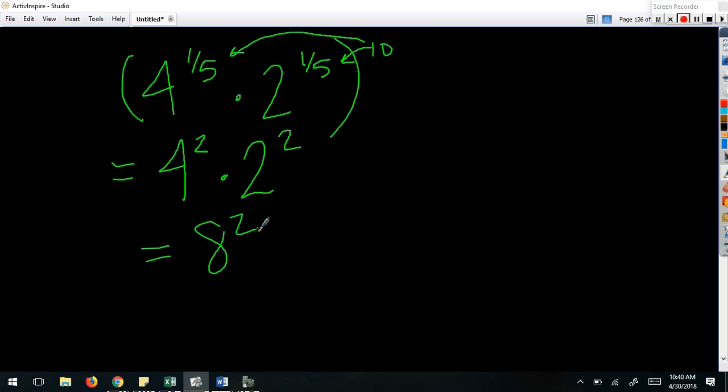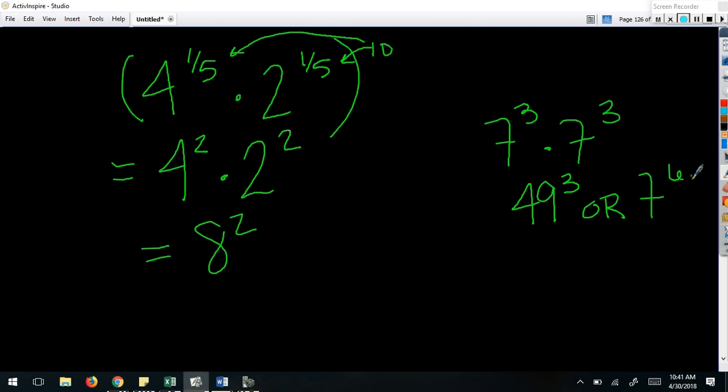Be very careful, because some of them you may encounter might look like this: 7 to the third times 7 to the third. That's why I said never, ever, ever do both. If the base and the exponent are the same, pick which one you want to combine. It doesn't matter. This could be 49 to the third or 7 to the sixth. Those are the same number. But don't do 49 to the sixth. You can't do both. Let's do another.